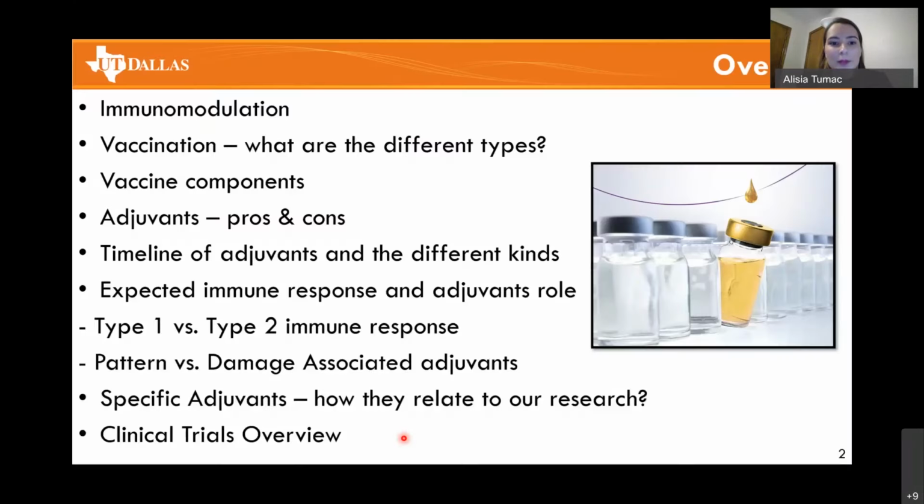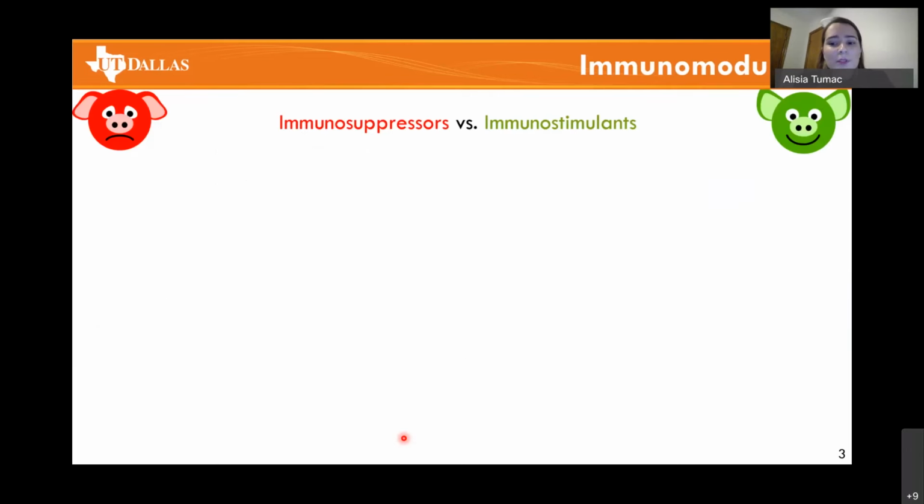And I want to start by providing an overview of what immunomodulation is, how it can influence the immune system, vaccination, the different types, and the different components inside vaccines. And then I will go into adjuvants, what are the pros and cons, the timeline of adjuvant discovery, their expected immune response. And then I will go into a couple of specific adjuvants, and I will finish off with a clinical trial overview. So I want to begin by talking about immunomodulation.